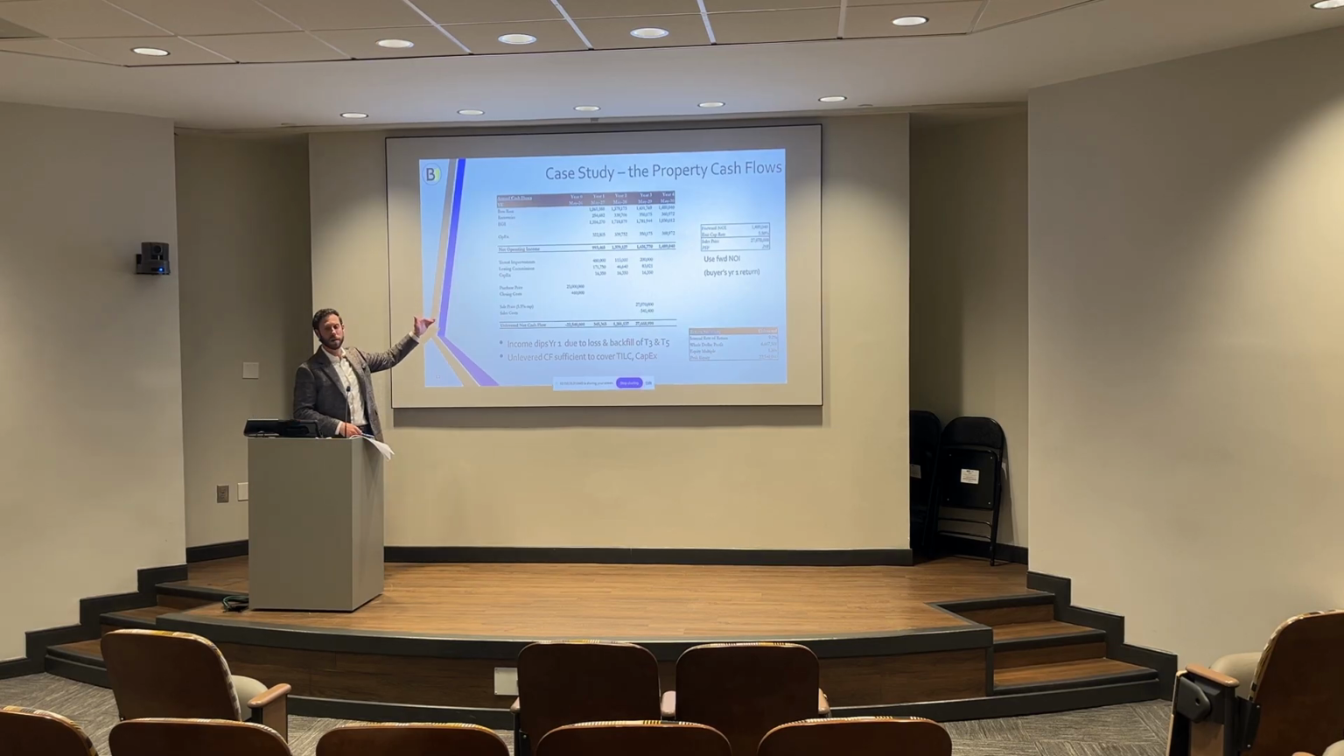Below net operating income, you'll see tenant improvements, leasing commissions, and capital expenditures. TI and LC are just costs of doing leasing. If you sign a new tenant, you need to change their space. You need to pay the brokers who are involved, and that is more expensive than retaining an existing tenant.